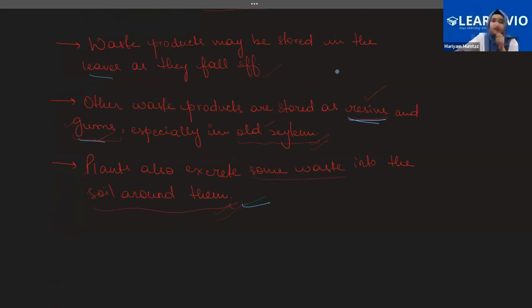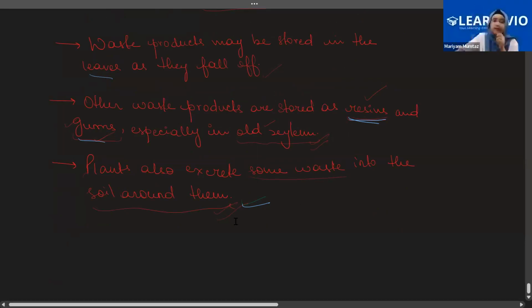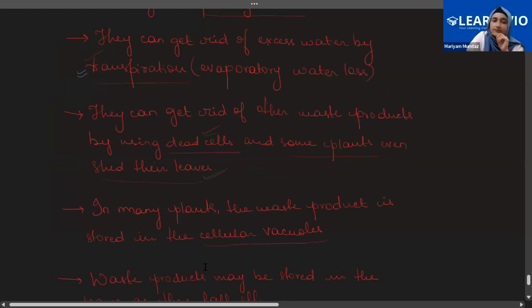Clear, students? This whole excretion in plants is clear to everyone? Yes. Everyone? All right. Okay. Now you people can note it down.